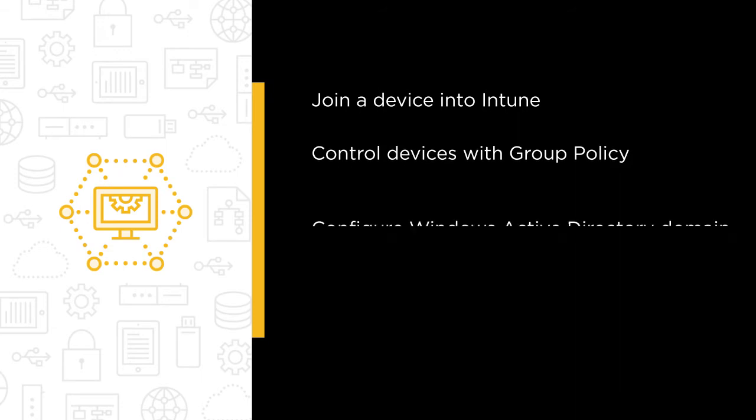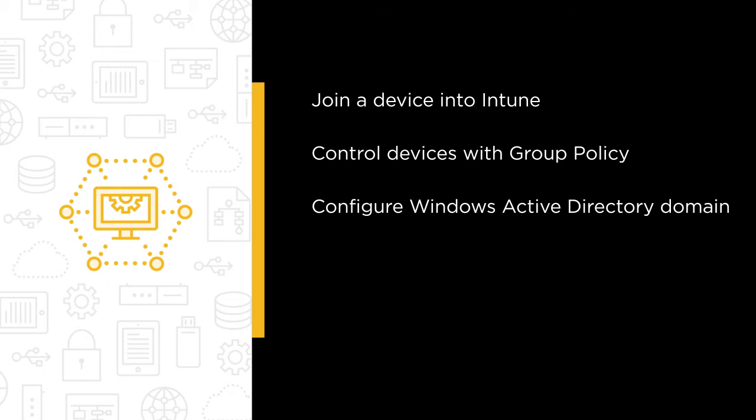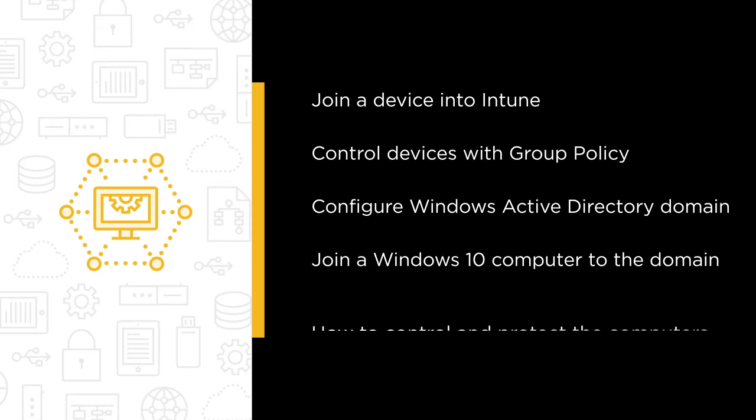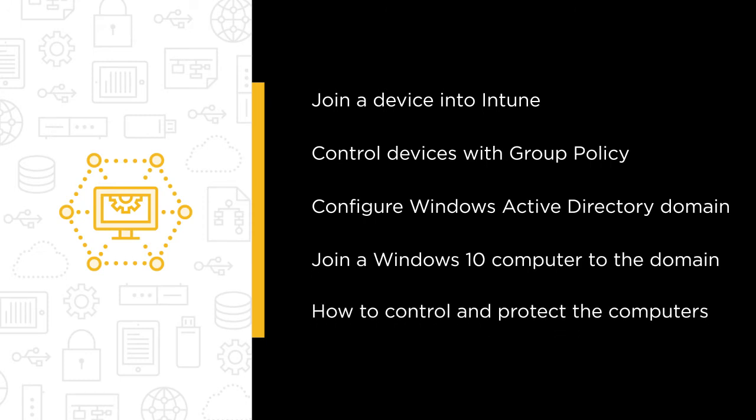I demonstrate how to properly configure a Windows Active Directory domain and forest in Microsoft Azure using Hyper-V virtual machines. And then I join a Windows 10 computer to the domain. We then discover how to control and protect the joined computers using applied group policy settings.